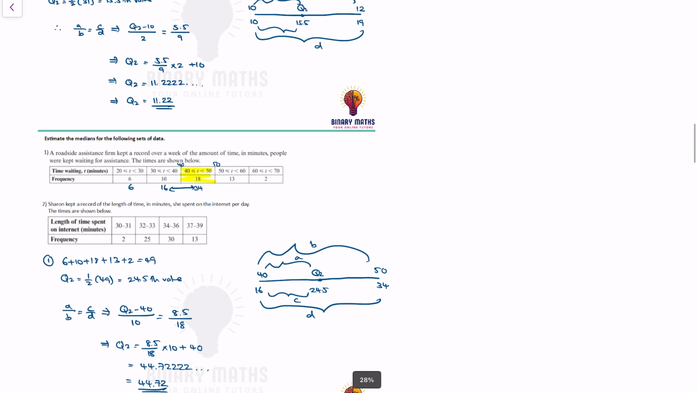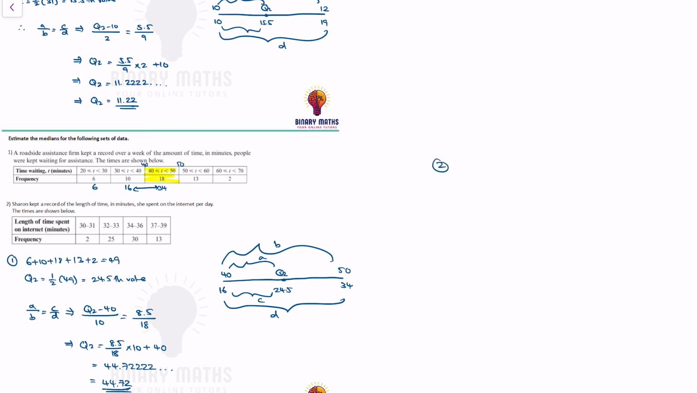So that's one done. If I go here for 2, then I've got 2 plus 25 plus 30 plus 13, which gives me a value of 70. So Q2 is half of 70, which is the 35th value. So Q2 is equal to 35. Okay, so if I work out the cumulative frequency, I've got 2, 27, and then 67. So I know it lies between 34 and 36.